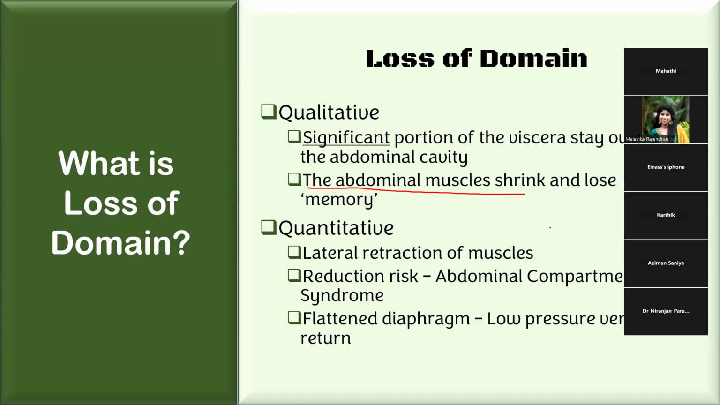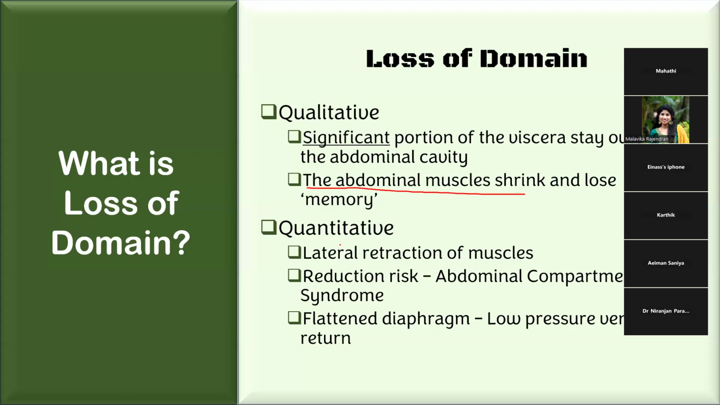But now the thought process is that you must somehow restore the physiological function of the affected muscles. They lose the memory and they don't work the way they should to support the viscera. So something else must be done to support the viscera well. So it's not a purely anatomical repair, but a serious attempt to restore the physiology of the abdominal muscles. That is the philosophy of abdominal wall reconstruction.